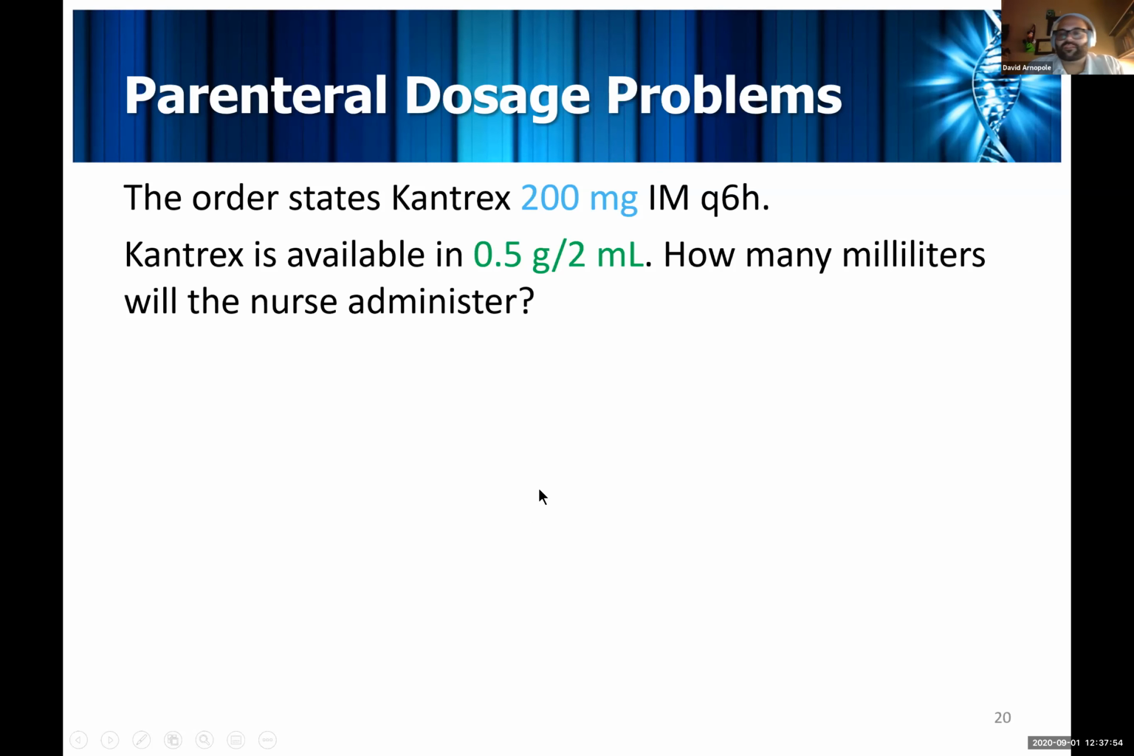Okay, let's go ahead and go through this. How many milliliters will the nurse administer? So we always start with our X mLs. That's what we're looking for, mLs. So what do I have up there? 2 mLs per 0.5 grams. I don't have grams though, right? So how do I get to, what do I do now?